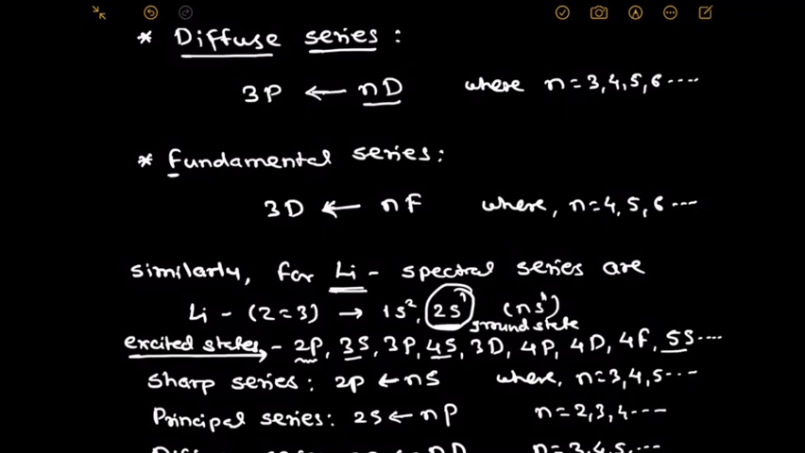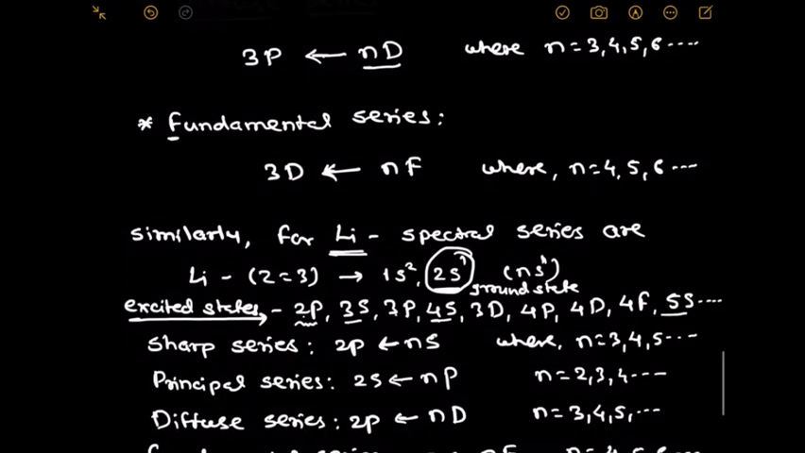Principal series: all running states are from the p state. Which are the excited states? 2p, 3p, 4p, 5p and so on, hence 3, 4, 5 and so on. The transition takes place from these p states to the nearest lower fixed state. Which is the lower one? Below 2p is 2s. Hence 2s is the lower fixed state, and the resulting series becomes the principal series.